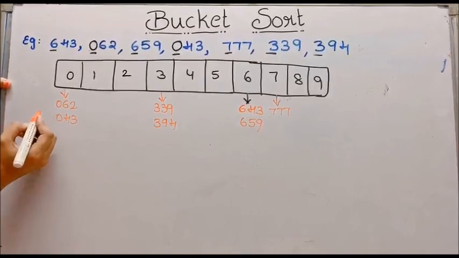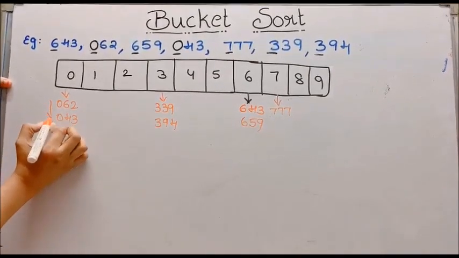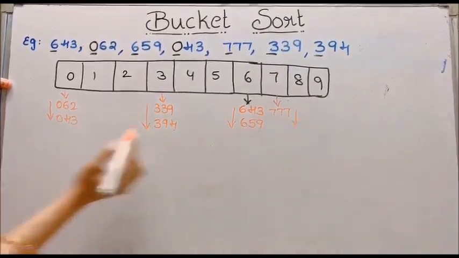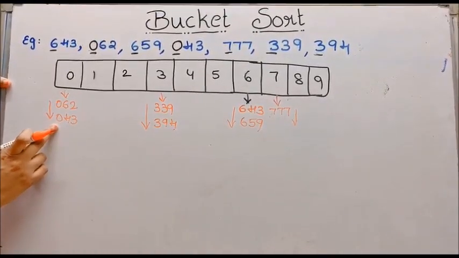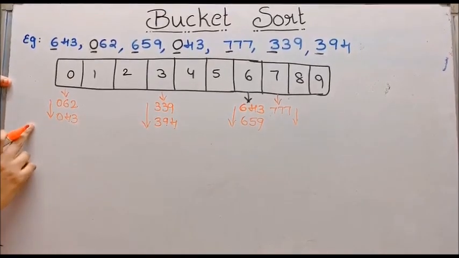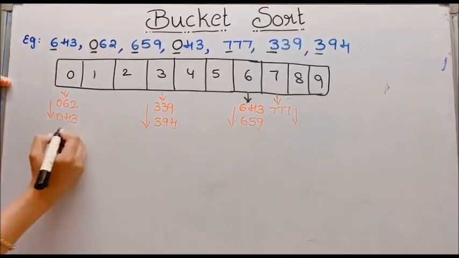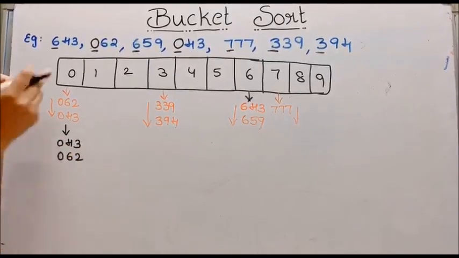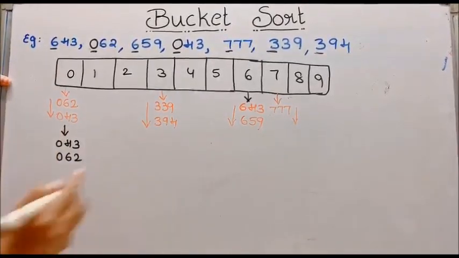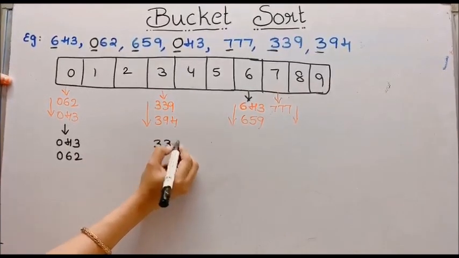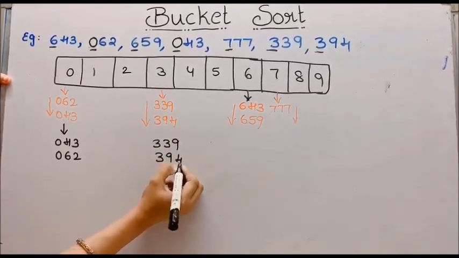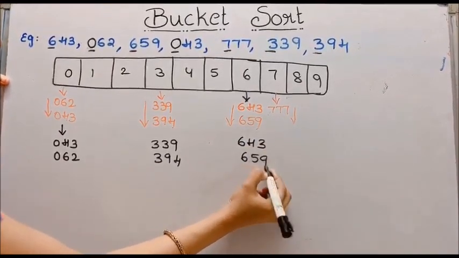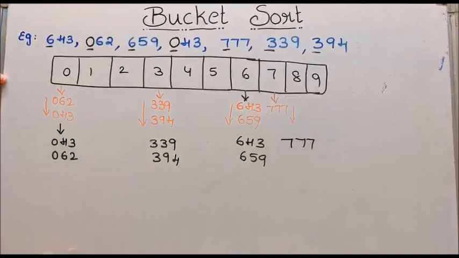Now we will apply a different sorting technique for each bucket to sort the numbers inside the bucket. It can be any sorting algorithm. So if we perform insertion sort, the output for these values will be 43 and 62 in 0th bucket. In 3rd bucket, it will be 339 and 394. 6th bucket, 643, 659. And the last one, 777.